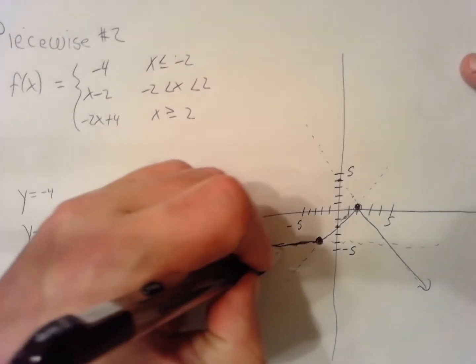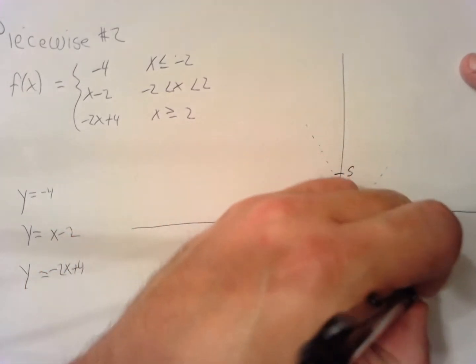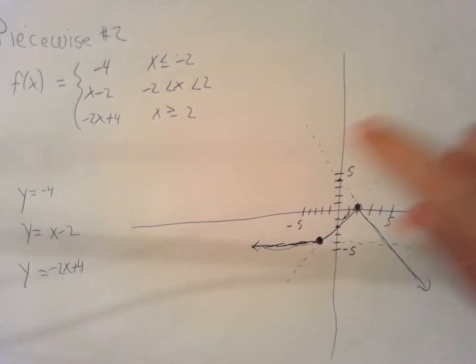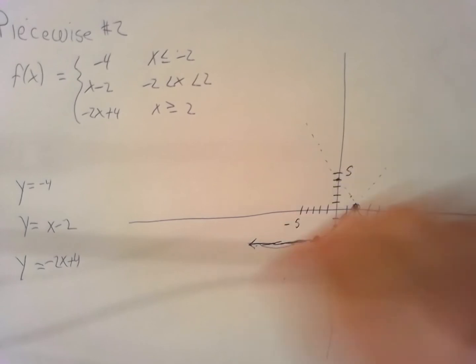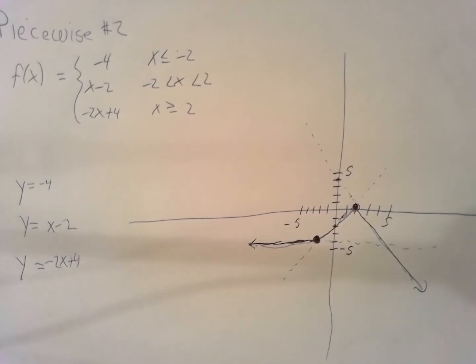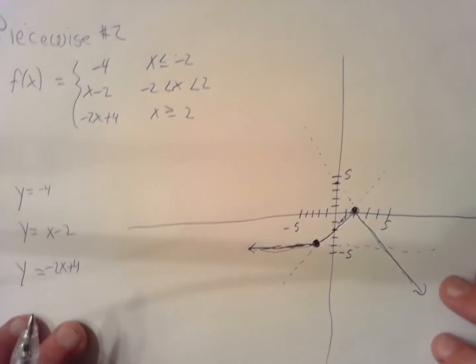So here's my final graph. Just that there. Everything else that was dotted in, if I weren't writing in pen, I would erase that. But that's not part of the final answer. Okay, so that's a piecewise example. Here is a completing the square example.